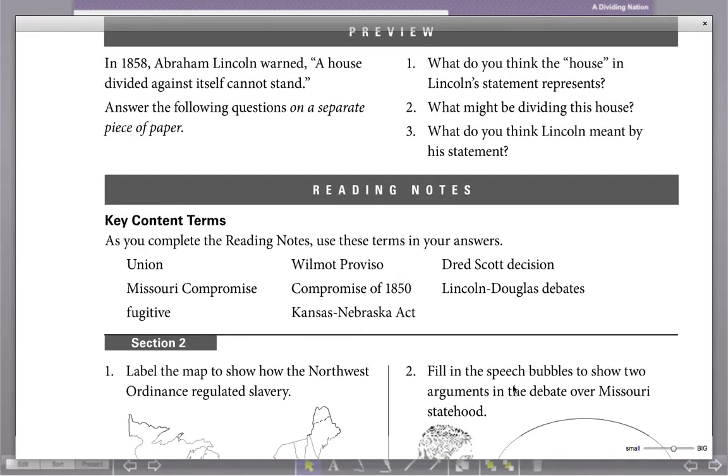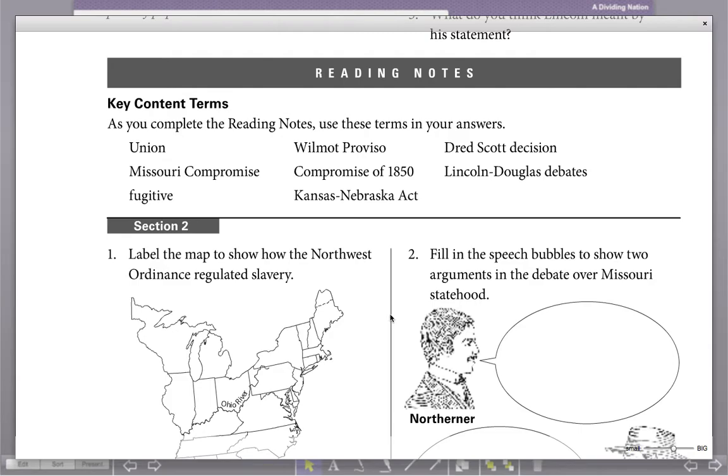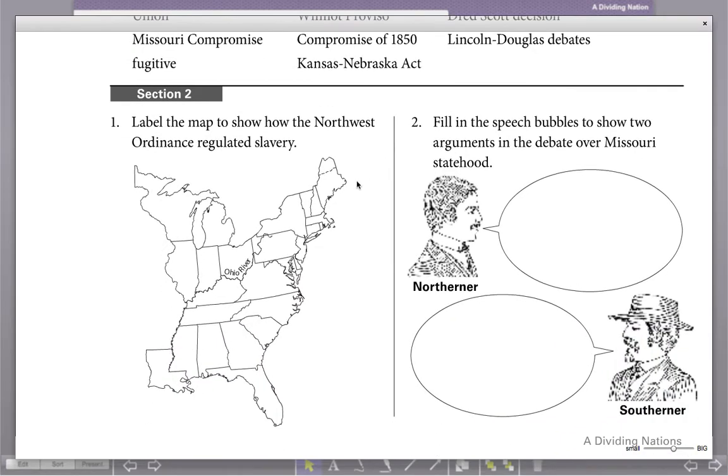When we zoom in on this a little bit, pull it up here so you can take a look. Somewhat familiar things. Let's take a look at what number 1 says. Number 1, label the map to show how the Northwest Ordinance regulated slavery. So what did the Northwest Ordinance say about slavery, and how did it regulate slavery? Ultimately, it set rules for slavery. Take a look at the map, and make sure you're annotating it. You've got lots of room to write over here. You can draw lines in here and explain how the Northwest Ordinance regulated slavery.